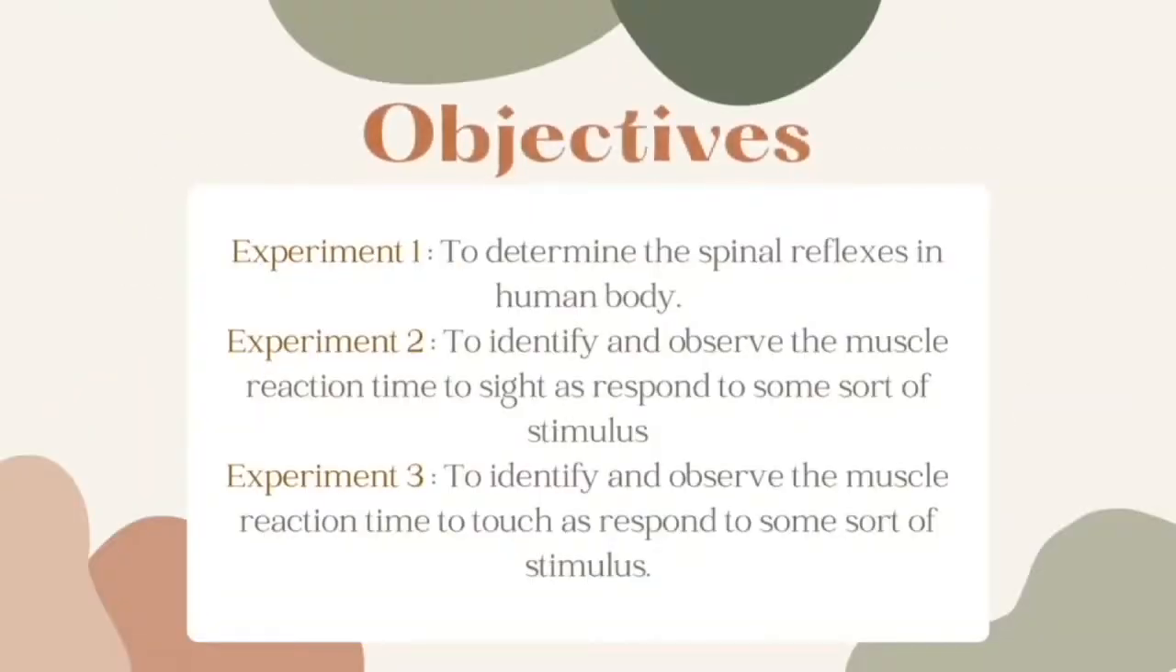So let's move on to the objectives of this experiment. For experiment 1, we want to determine the spinal reflexes in the human body. For the second experiment, we want to identify and observe the muscle reaction time to sight as a response to some sort of stimulus. And for the final experiment, experiment 3, is to identify and observe the muscle reaction time to touch as a response to some sort of stimulus.